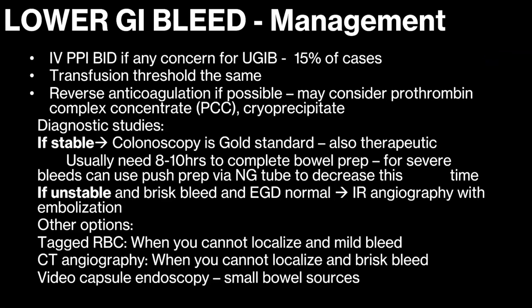Initial triage, resuscitation, and management of a lower GI bleed are very similar to an upper GI bleed to ensure patients are stable, have good IV access, anticoagulation is reversed if possible, and they are ready for transfusion if needed. PPI should also be started as an upper GI bleed can present with bloody stools in around 15% of cases.